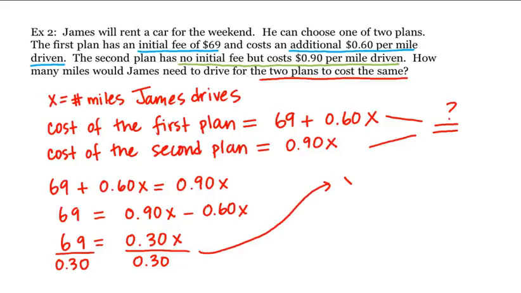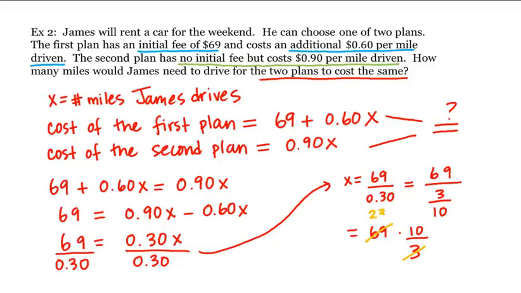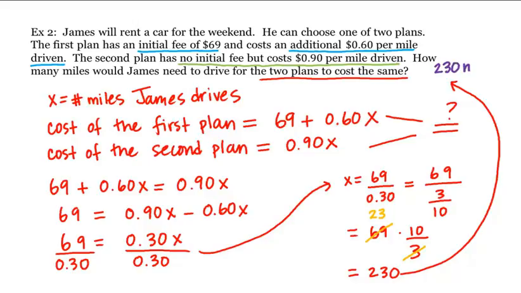Which gives us X is equal to 69 divided by 0.30. But 0.30 is 3 divided by 10. So this is equal to 69 times 10 divided by 3. And 3 goes into 69 23 times. Therefore, this is equal to 23 times 10, or 230. Therefore, the answer to our question here is 230 miles.